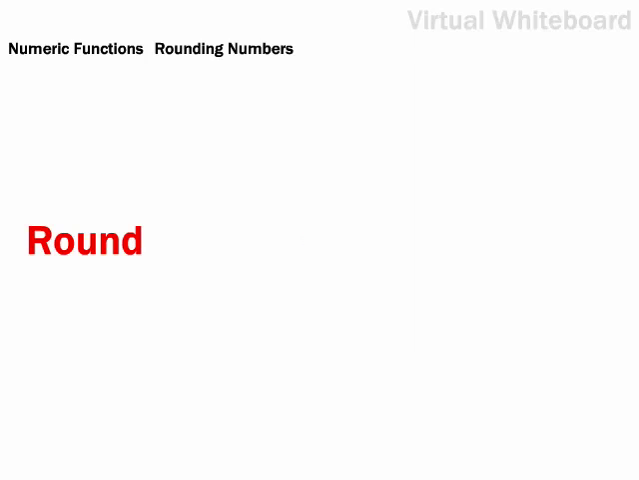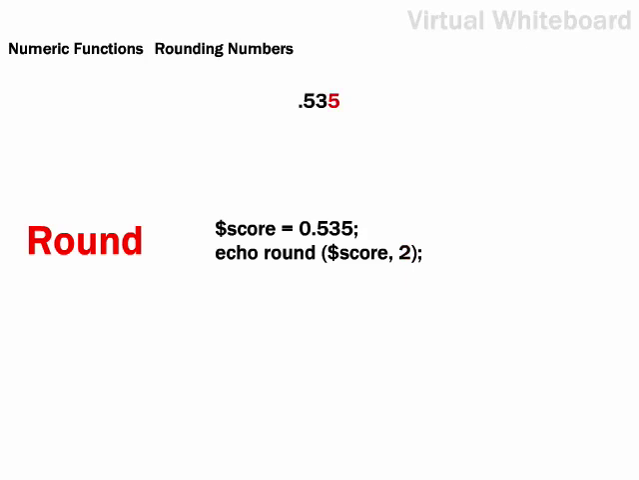The round function can also be used to take an optional precision argument. This example shows how a value can be rounded to 2 decimal places. Because the 3rd decimal place is 5, it causes the final digit to be rounded up, making the value 5.4 in this case. You can also use round with a negative precision value to round an integer to a number of significant figures.